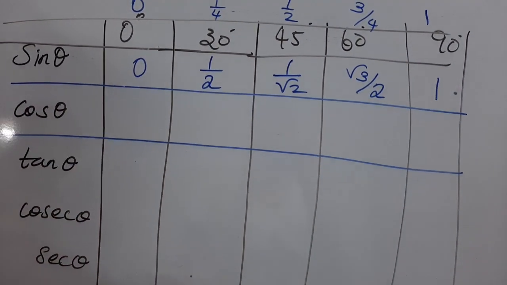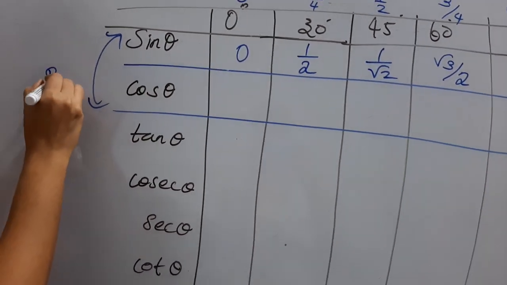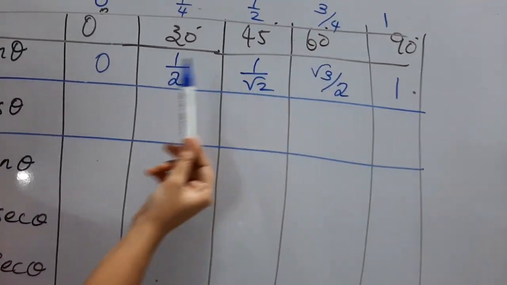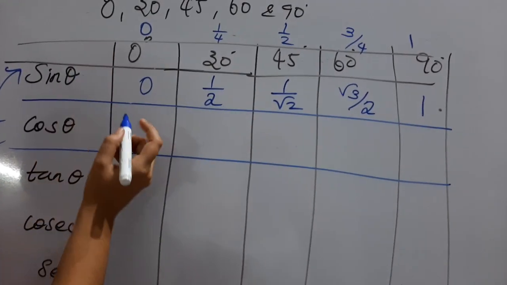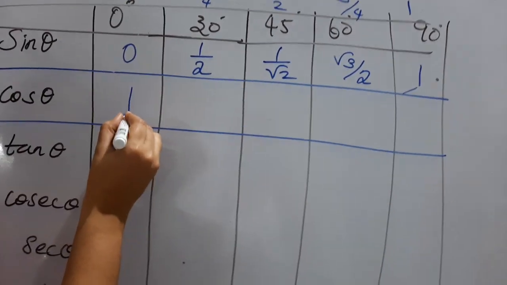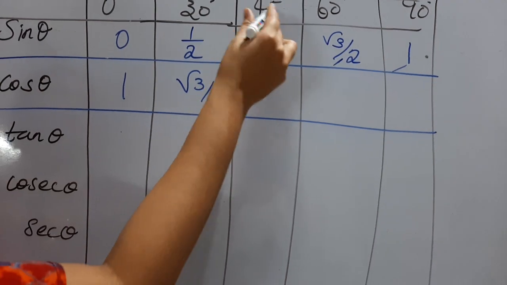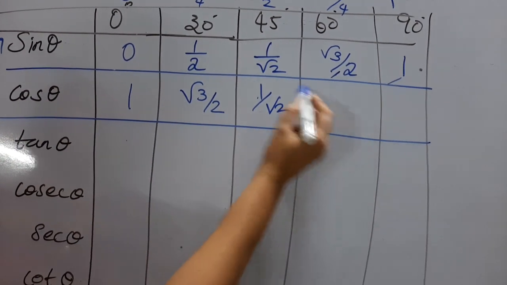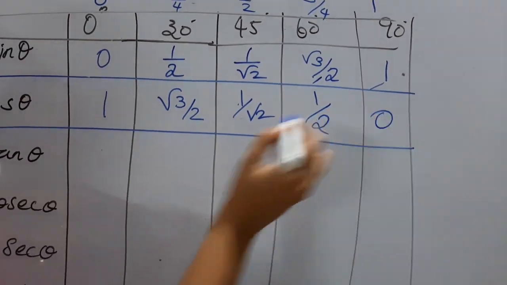Then what will be the value of cos? Cos value we will get by reversing sine. If you take the reverse of sine, we will get cos. So cos 0 value is 1. Cos 30 value is root 3 by 2. Cos 45 value is same as sine 45, 1 by root 2. And cos 60 is 1 by 2. And cos 90 is 0.